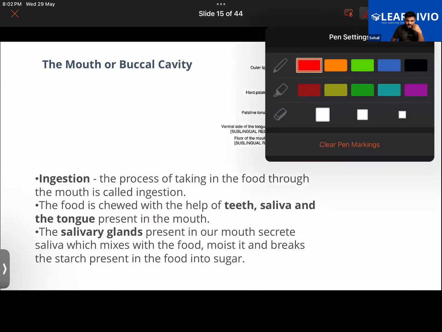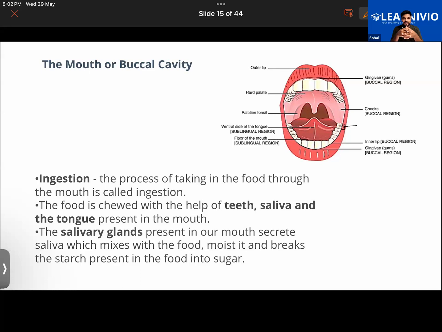So what happens here, the food will be broken down into smaller pieces. It will be ground down and broken down with the help of teeth. It gets mixed with saliva, and this process is called mastication. This process of mixing food with saliva, breaking it down and grinding it with the teeth is called mastication. Is that clear to everyone?